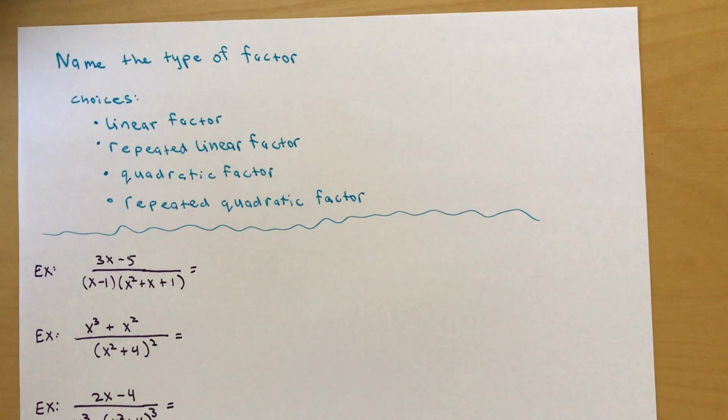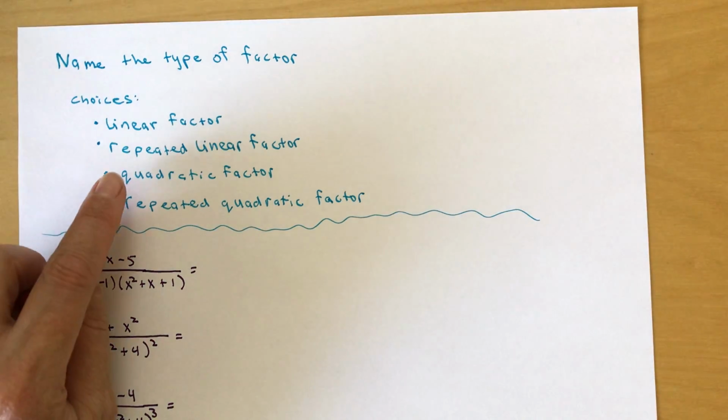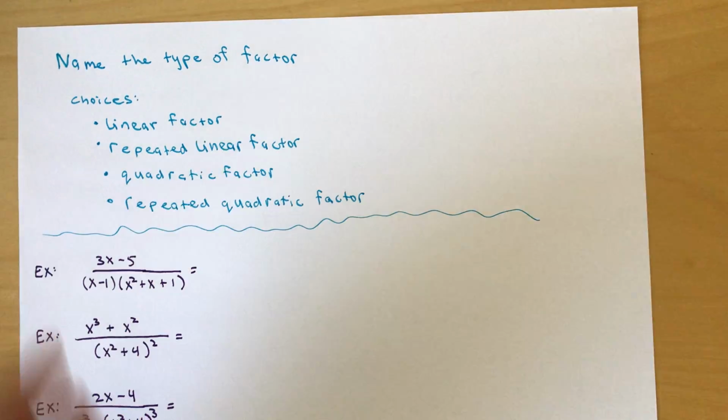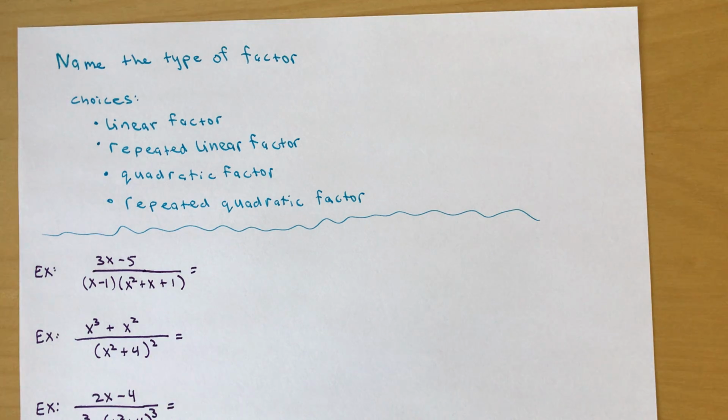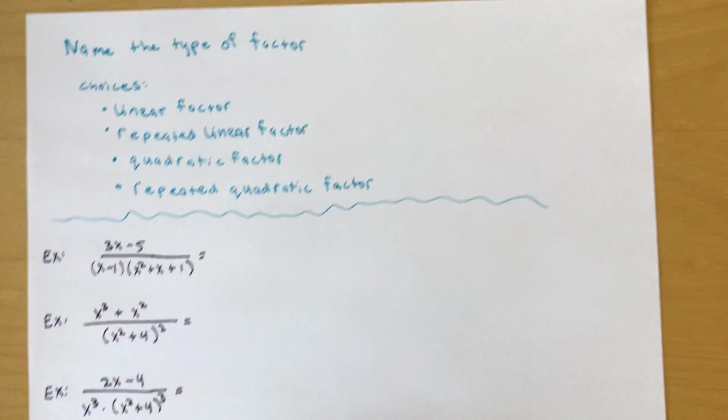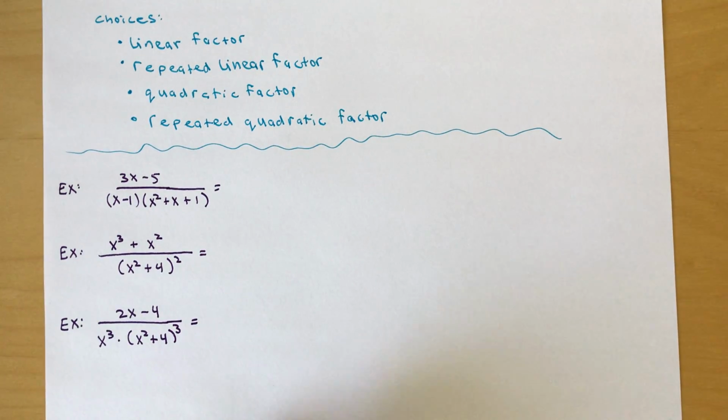This is the second video for partial fraction decomposition and calculus. And we're going to spend a little time talking about the difference between linear factors, repeated linear factors, quadratic factors, and then there's also repeated quadratic factors. So I set up these three problems here so that you could practice naming the type of factor.